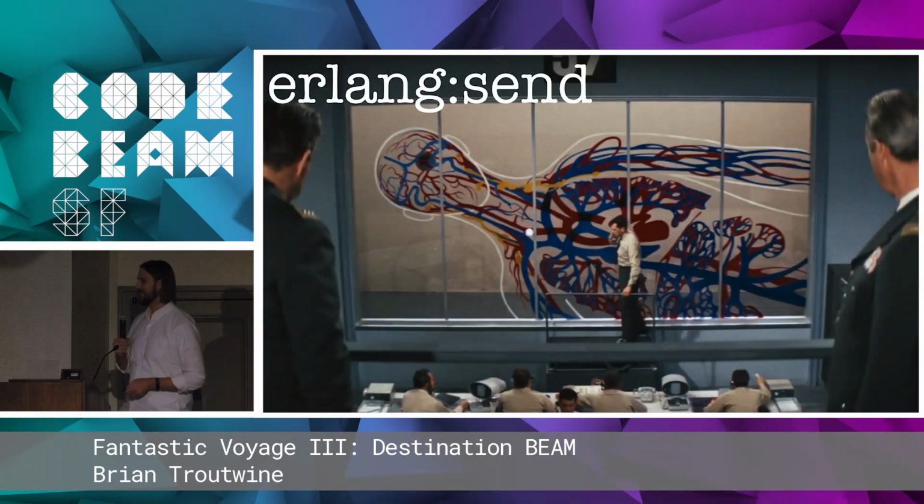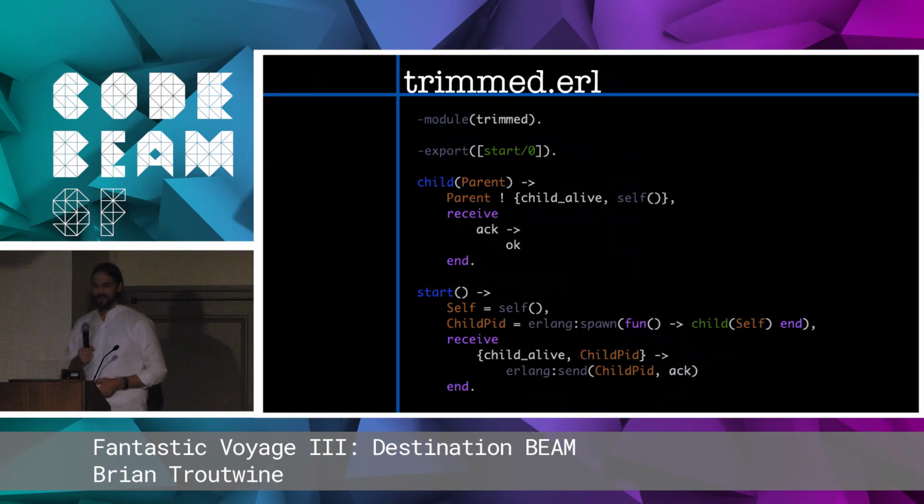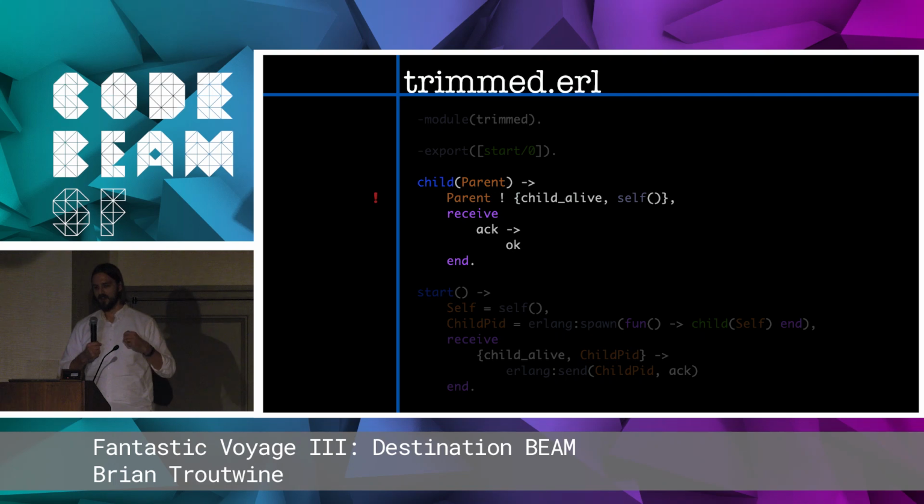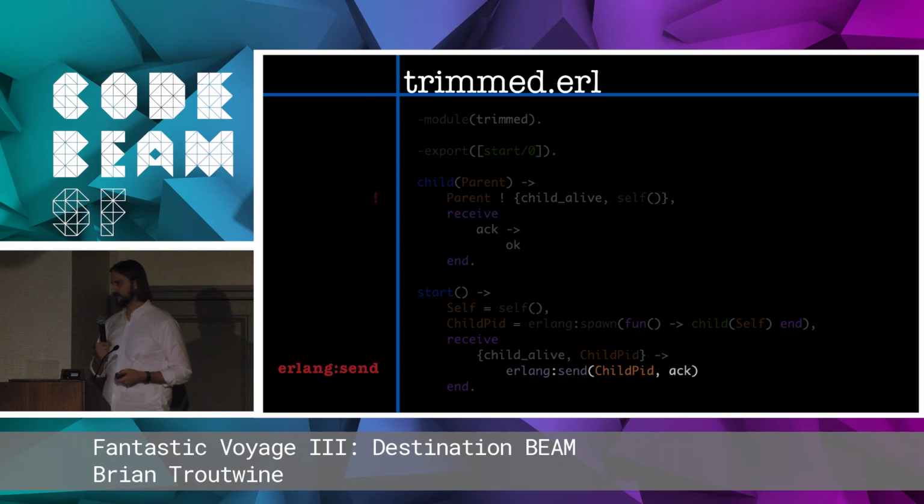Okay, so let's talk about Erlang send. So simple is too big for us to sort of understand at the micro level that we're looking to get into. So I've made another tinier program called trimmed. And trimmed spawns a child process. The child process is responsible for sending information back to the parent, et cetera. Pretty straightforward. There are 2 points. There's a bang and there's a send. So is there actually a difference between bang and send?